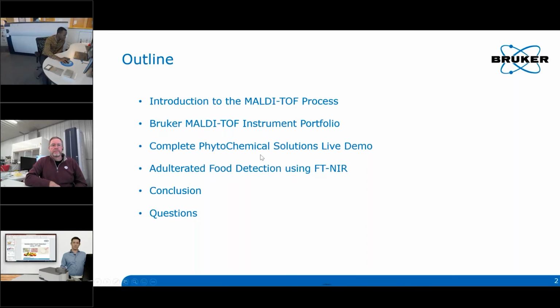After that, we will have Chris from Bruker Scientific demonstrate how you can use FTNIR, Fourier transform near infrared spectroscopy, to detect adulterated foods as well. He's also in his own lab in Wisconsin. Then we will conclude and take some questions at the end.